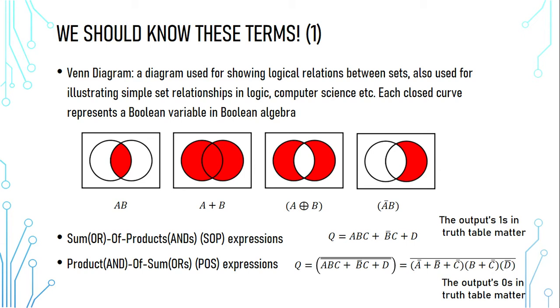Sum of products, or SOP expression. It's a kind of Boolean algebra expression in which different product, or ANDed, inputs are being added together. Product of sums, or POS expression. It's another kind of Boolean algebra expression. In POS, the different ORed inputs are being ANDed together. You can see the examples of each expression. Note that in expressing a Boolean function in SOP way from its truth table, the outputs 1 are considered, and in POS way, the output zeros are considered.